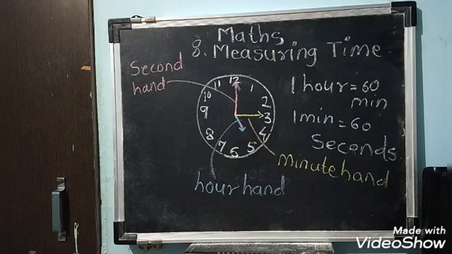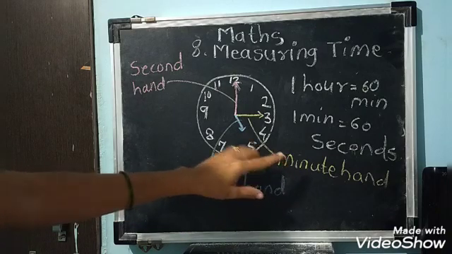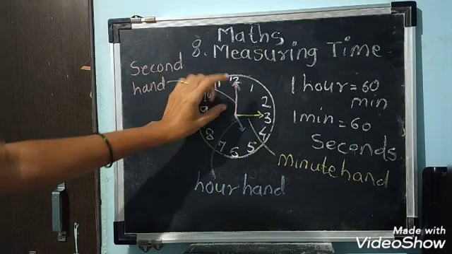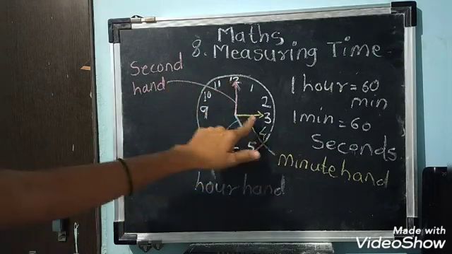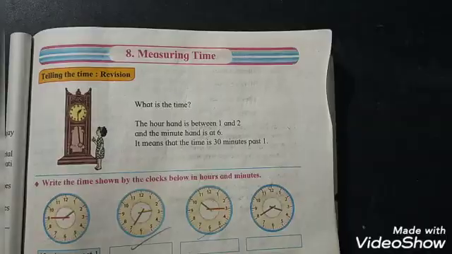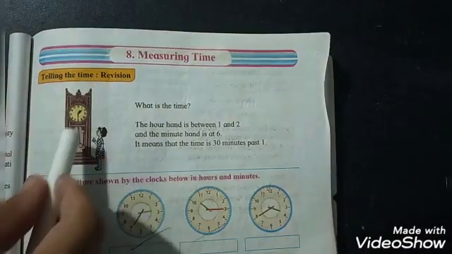Now we can find the time by using hour hand and minute hand. Mostly we don't use second hand and it is not given in textbook also. So hour hand and minute hand are given in the textbook. So we will find the time by using hour hand and minute hand.